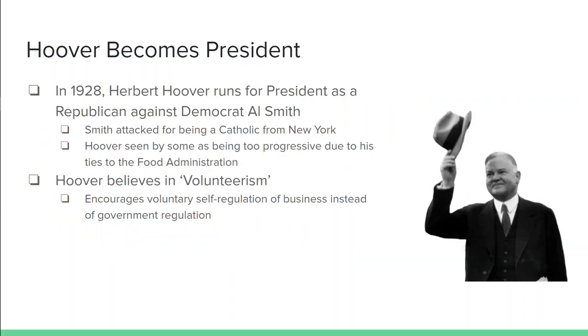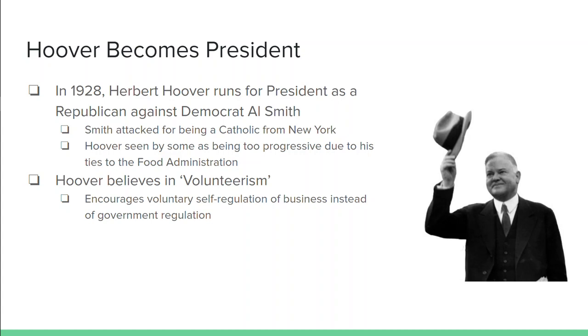Well, in 1928, this Republican-run government continues. And in 1928, Herbert Hoover is going to beat Al Smith for the presidency. Now, yes, this is the same Herbert Hoover who ran the Food Administration in World War I. Because Hoover helped in World War I, he was seen as very progressive, and there were some Republicans who didn't like him because of that, but he still was able to win the presidency.